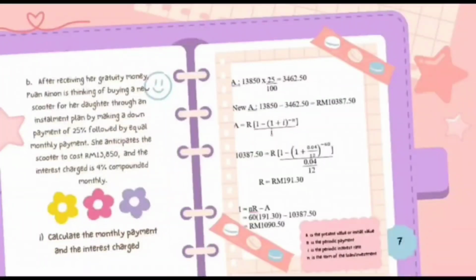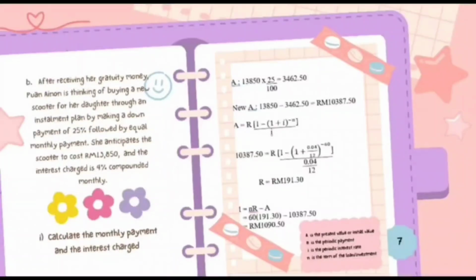Case study 2, question B. After receiving her gratuity money, Puan Ainun is thinking of buying a new scooter for her daughter through an installment plan by making a down payment of 25% followed by equal monthly payments. She anticipates the scooter to cost RM 13,850 and the interest charge is 4% compounded monthly. 1 Roman. Calculate the monthly payment and the interest charge.